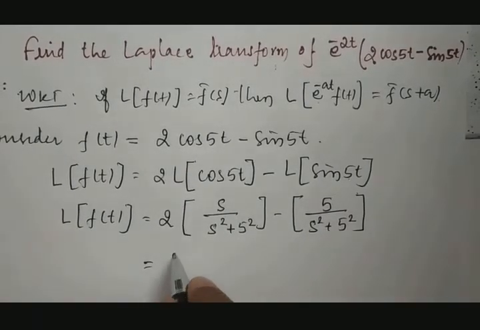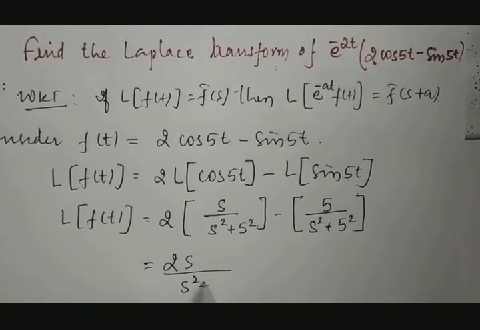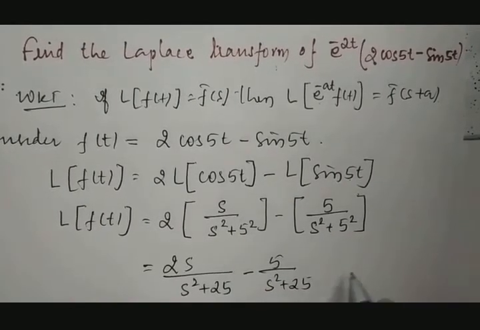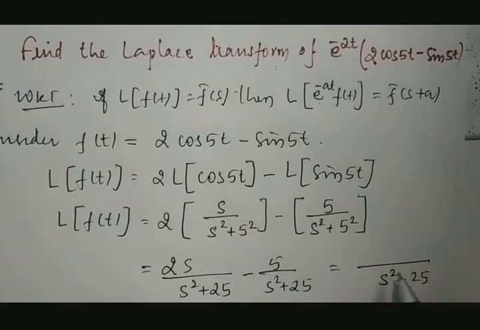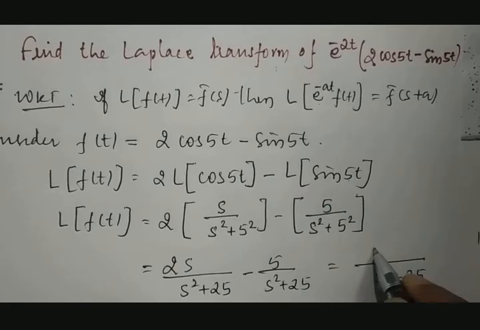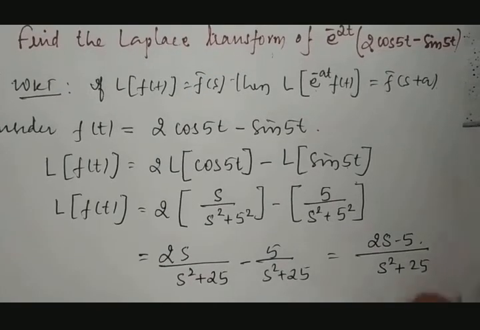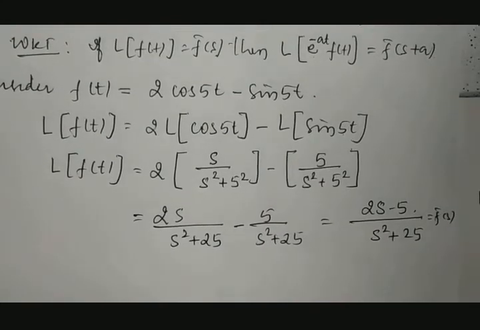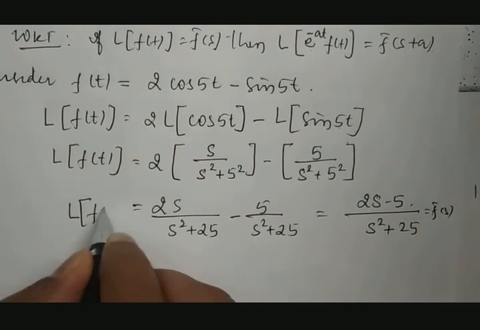Therefore this is equal to 2 times, means 2s divided by s square plus 25, minus 5 divided by s square plus 25, which is equal to, if you take LCM as s square plus 25, then here it is 2s minus 5. What is this now? This is nothing but f bar of s. Now you see the interesting fact that is called as shifting property. This is only L of f of t.